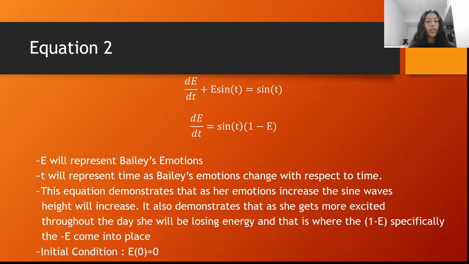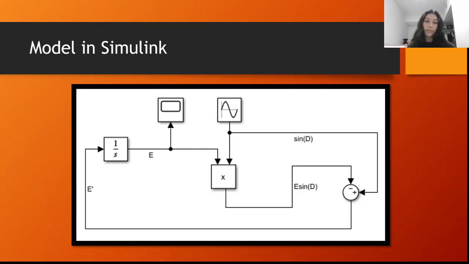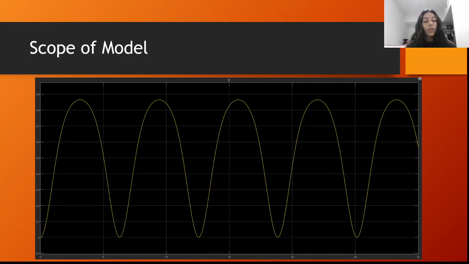And our initial condition here is E of 0 equals 0. Then of course I get the model, I incorporated my sine waves, the integrator, my scope, and I labeled everything. And then I will get this graph, which clearly shows the fluctuations, the ups and downs of her day.